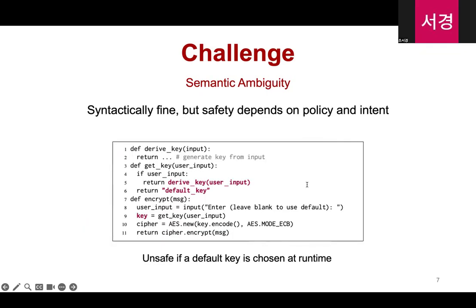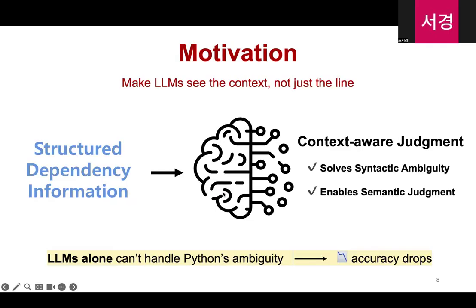Second, semantic ambiguity. The code can look fine, but safety depends on policy and intent. Here, get_key may return a default key instead of a derived one, and that choice is not visible from syntax alone. Our motivation is simple: make the LLM see the context, not just the line.